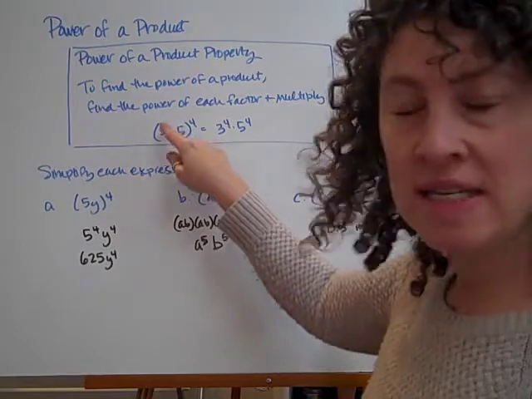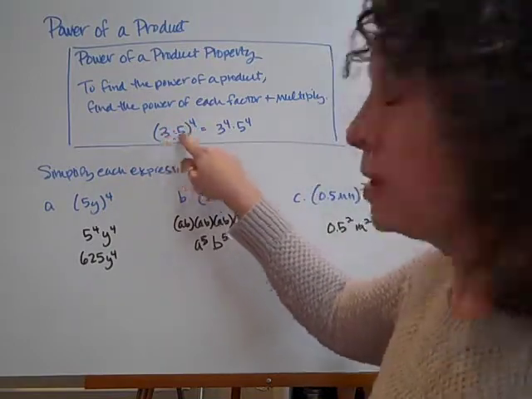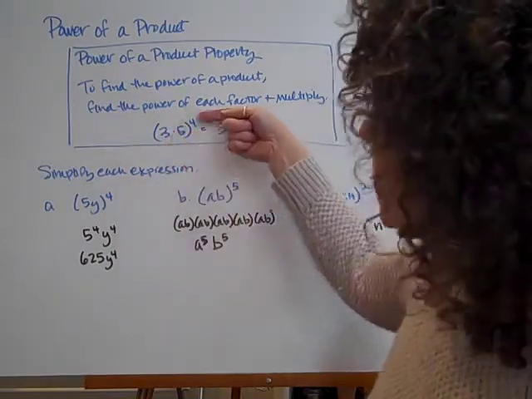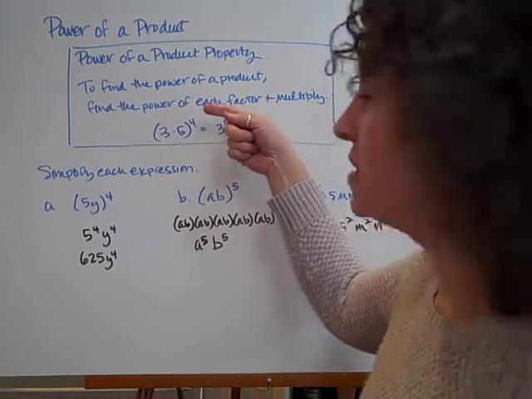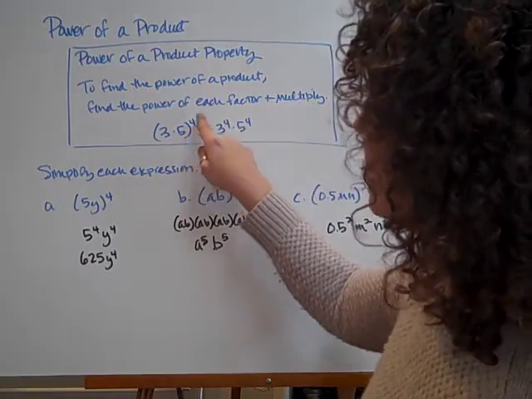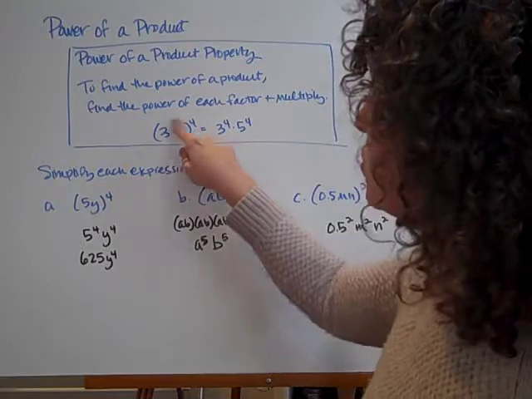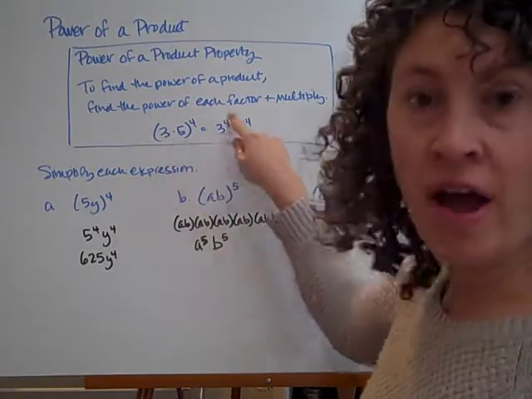So if I have a product inside my parentheses here, so I'm multiplying factors together, and I have an exponent on the outside of those parentheses, I'm going to find the power of each factor. So I can do 3 to the 4th power, and I can do 5 to the 4th power.